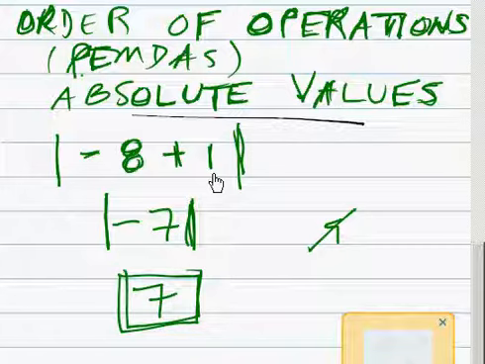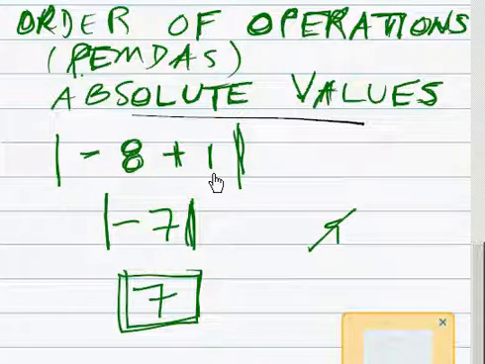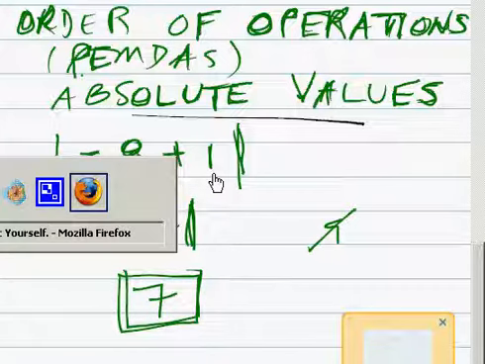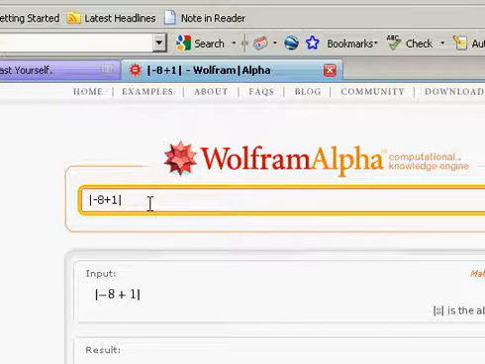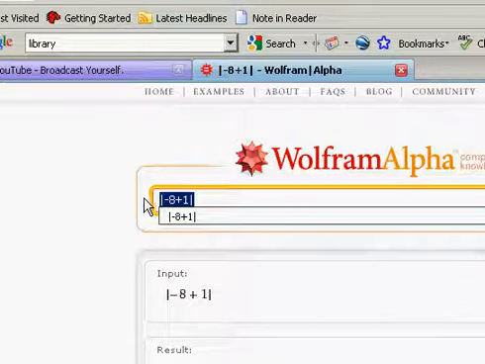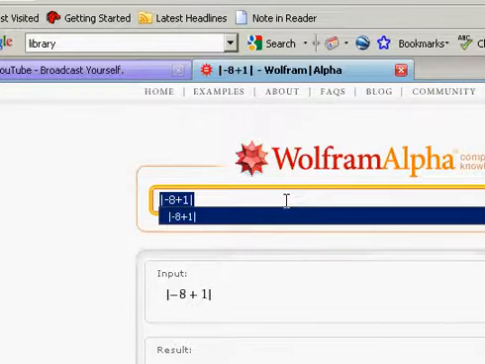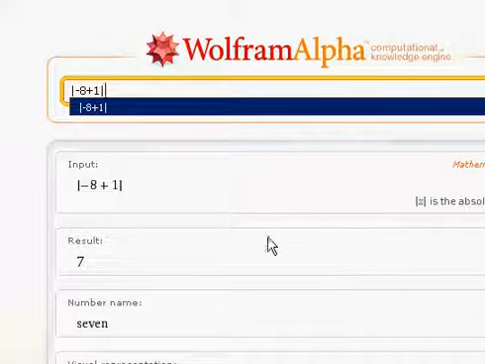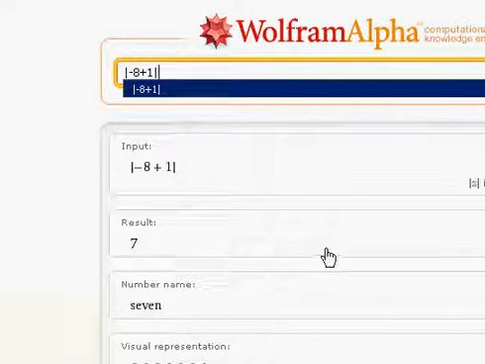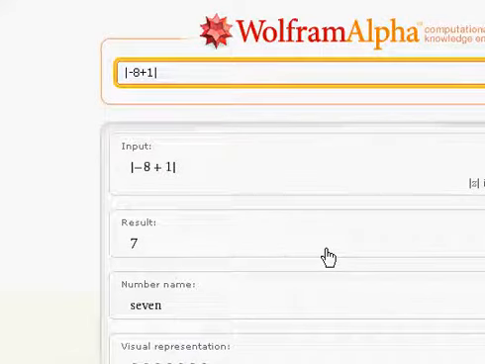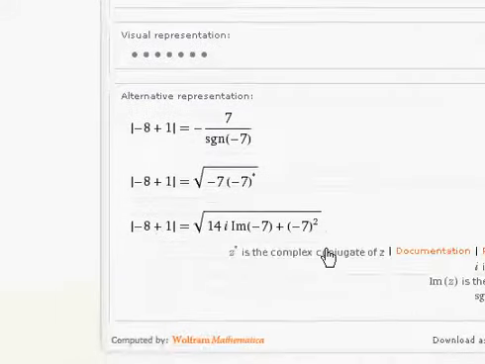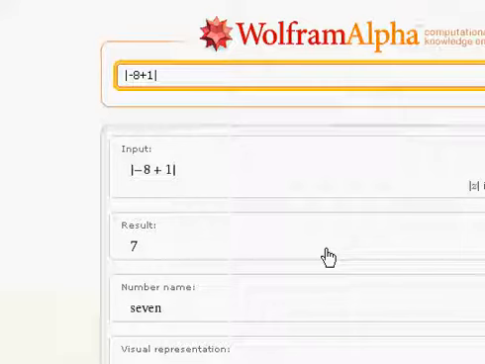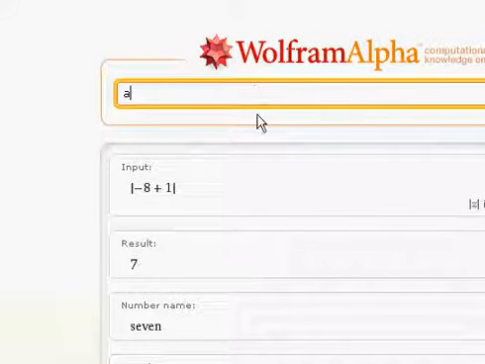Let's take a look at what Wolfram Alpha has to say about that. Right here, there's the calculation, or the problem, and the input is there, and the result is 7. Now look at all these other alternative representations. Fascinating. Let's take a look at what it has to say about absolute values, if anything.